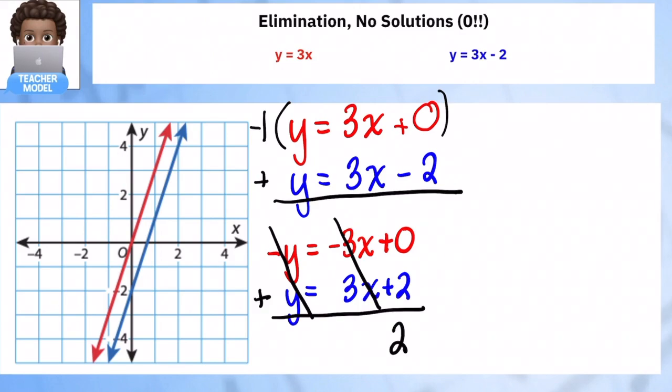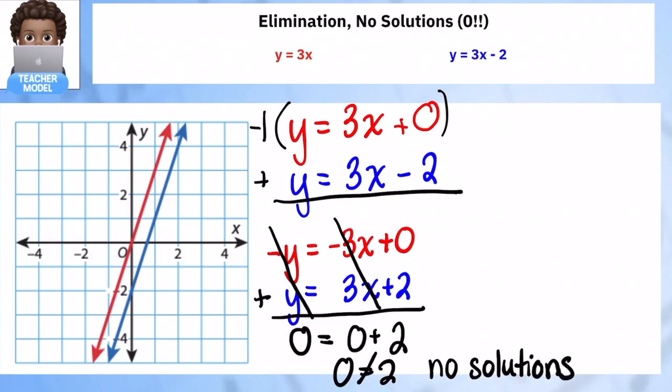So here's the problem. There is no solution here. Absolutely none. 0 is equal to, in this case, 0 plus 2, or 0 is equal to 2. That is not true. This is not a solution. So this tells me there are no solutions.